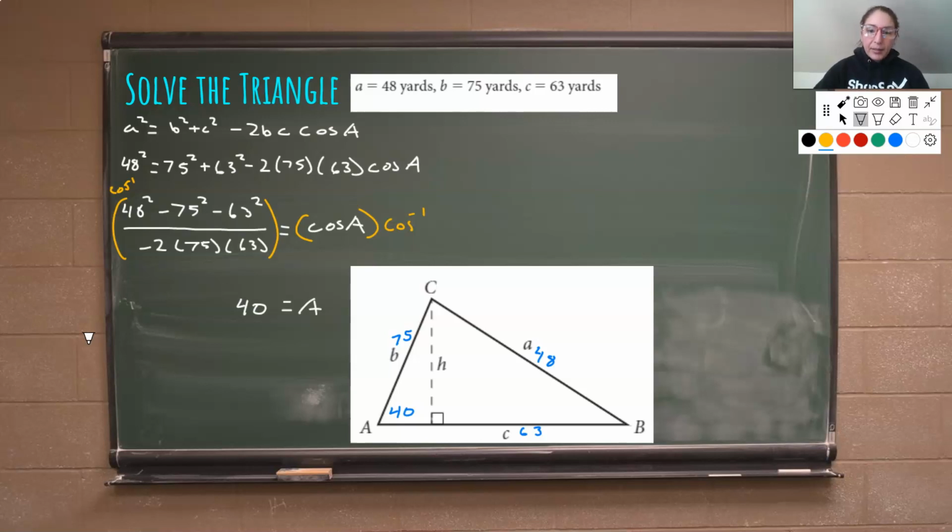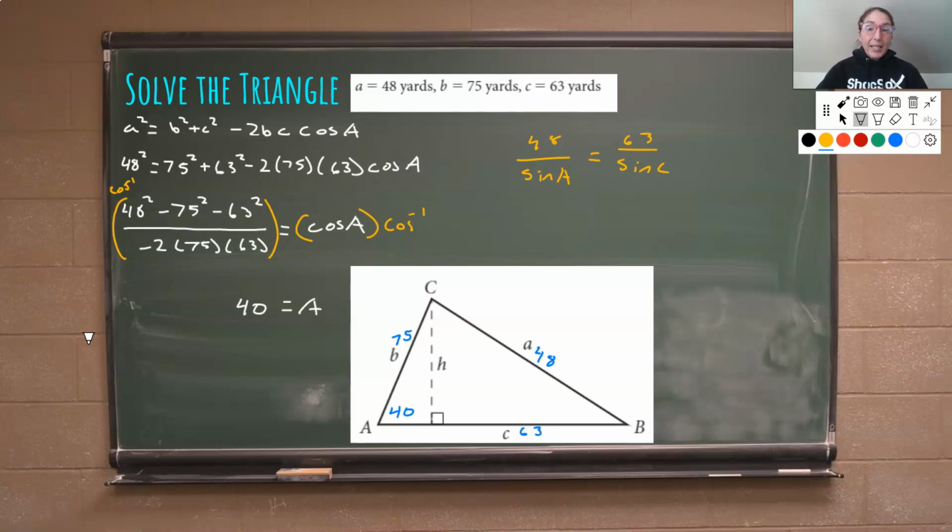So side 48, sine of the angle across from it. So little a, sine of A equals, and let's go for big C because I know little c. I could have also gone for the b's. It doesn't matter. So side over sine of the angle across it, sine of C.